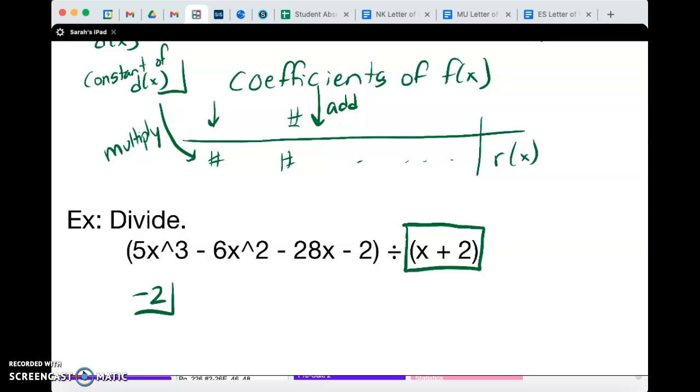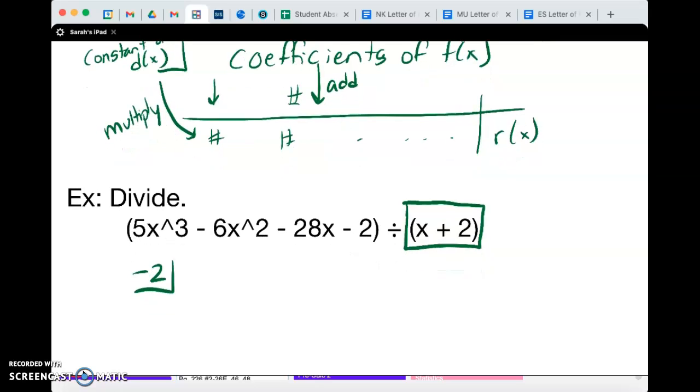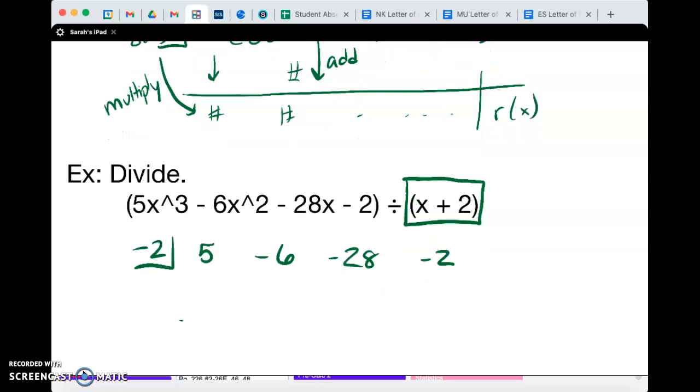And then what are the coefficients of my cubic polynomial here? 5, Yep. -6, Okay, just list them all out. You have to hit every single term too. So if you're missing like the x, you have to put a 0 and replace the x value. So I have all my coefficients. I like to draw a line to separate my work.